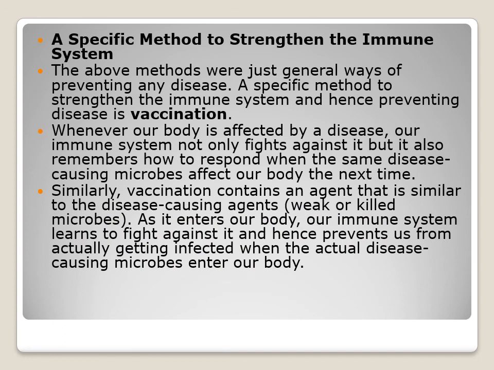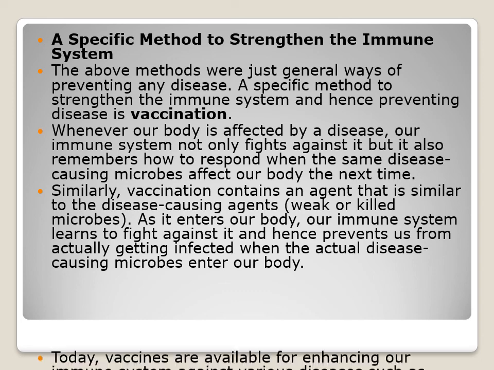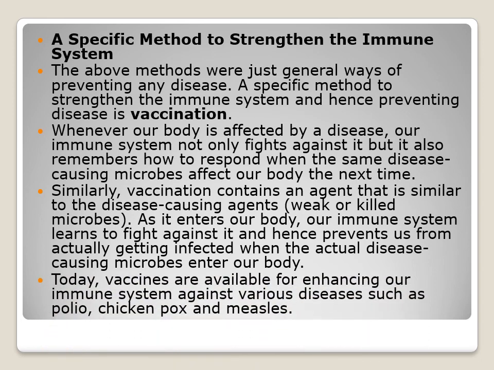Similarly, the vaccine contains the weak agent or the weak pathogen. When this weak pathogen is made to enter our body, our immune system learns to fight against it, and actual infection when the disease-causing germ enters our body can be easily prevented. Today there are various vaccines available for polio, chickenpox and measles, and these are now preventable diseases.